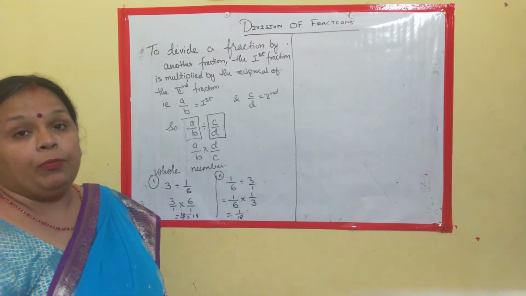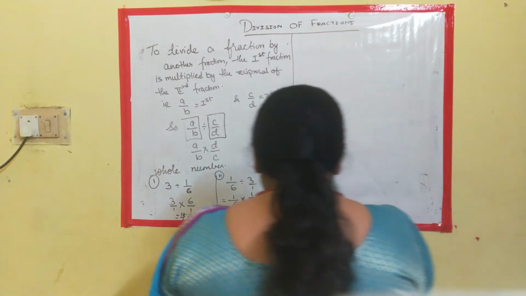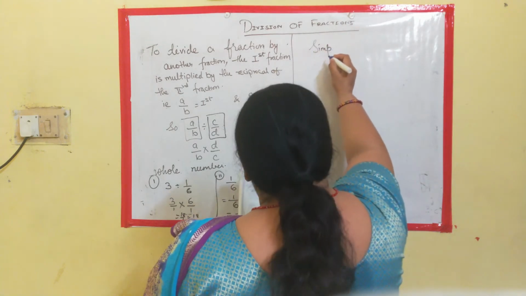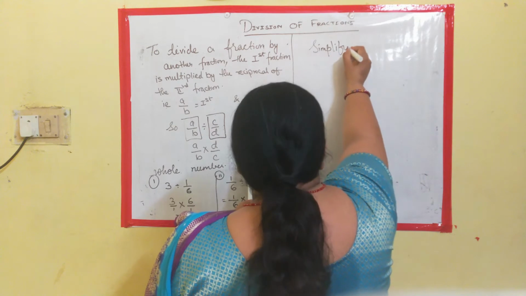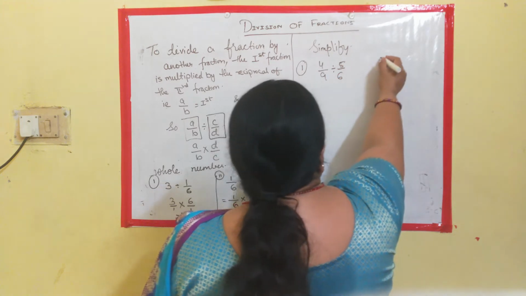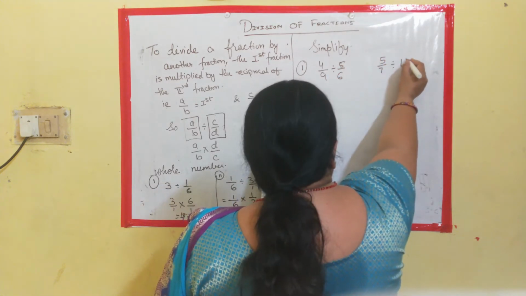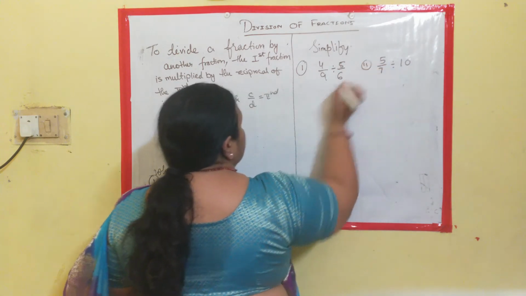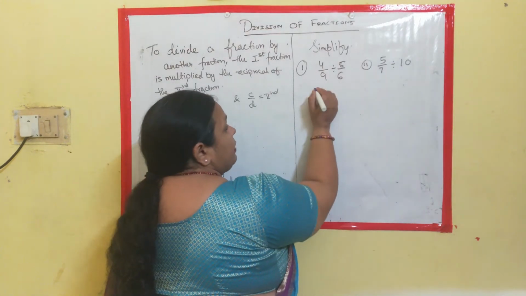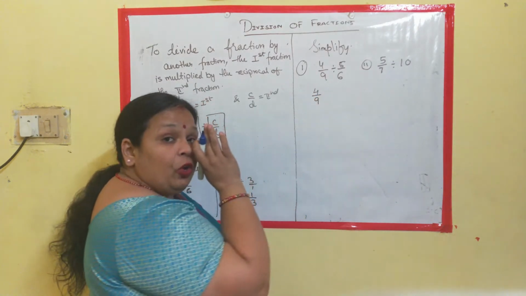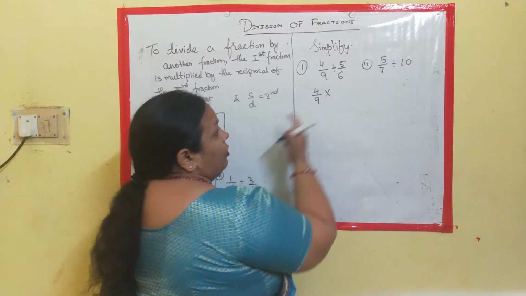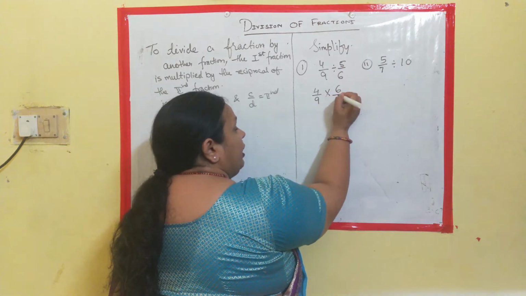Okay? Now let's take a few examples. Simplify the first one as 4 by 9 divided by 5 by 6, and 5 by 7 divided by 10. Now, if we take this one as an example, simplify 4 by 9 divided by 5 by 6. So, what is the step to be done? 4 by 9 will be as it is. We are not going to change our first fraction. Second part, division will change into multiplication, and c by d will become d by c.